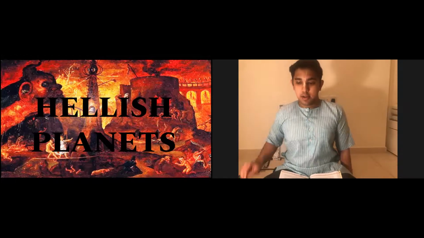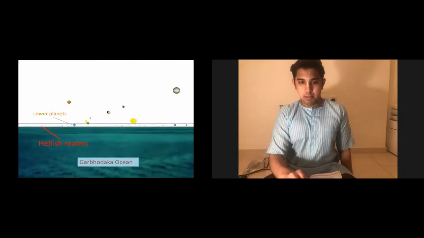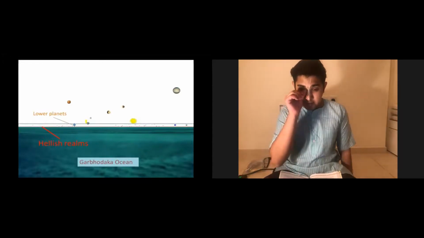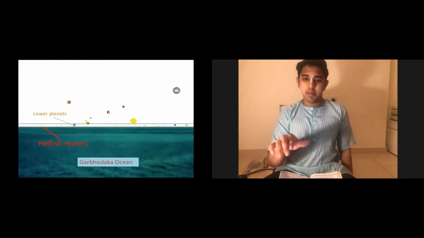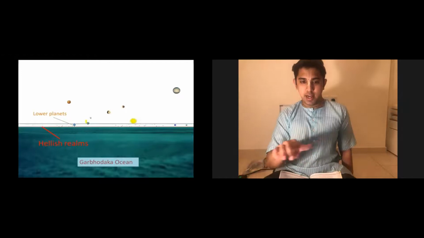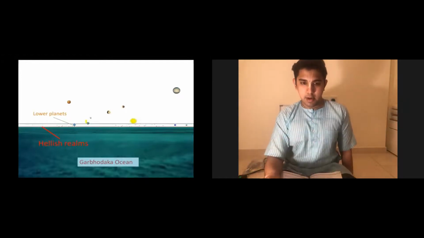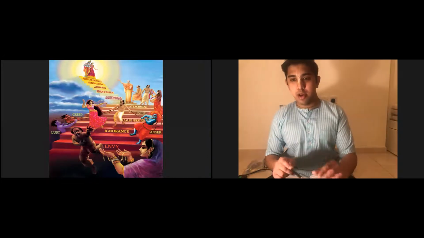And at the end, as we proceed, the hellish realms are below the lower planetary systems, and it's the lowest level in terms of the various placements of all these planets. It's the last stage. So as I showed this image before, our different activities ultimately decide where we are supposed to go.